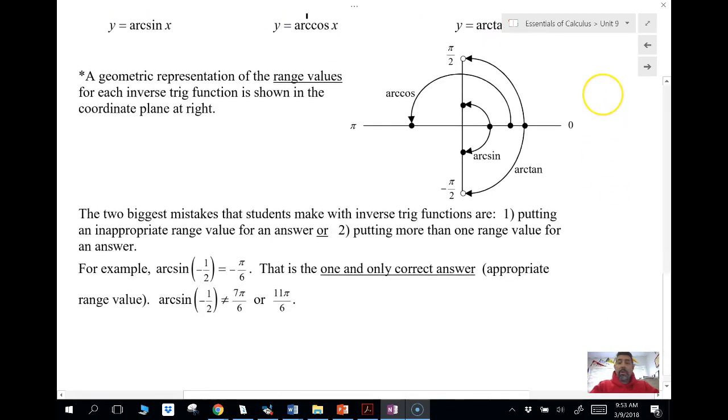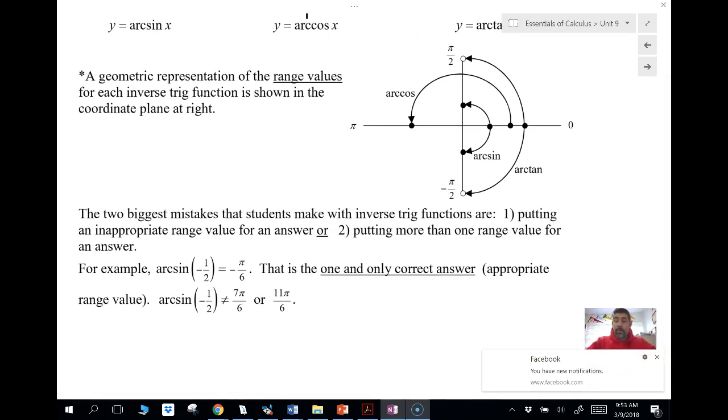So here's a geometric representation of the range values that you're going to need to be able to do. Okay, let me get rid of this Facebook thing here. These are the range values that you're going to need to know, so make sure you know those, because when we're solving for arc cosine, arcsine, arctangent, we're going to need to know that we can only look in those parts of the unit circle.